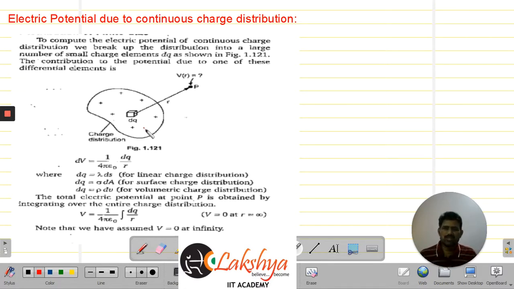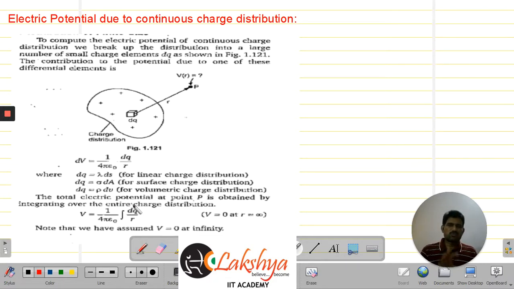After substituting the dq expression, we write the total potential just by integrating this term: 1 by 4 pi epsilon naught into dq by r. Potential calculations are somewhat easier than field calculations, because in a field calculation, after writing dq, we need to verify whether the field due to all the elements is in the same direction or in different directions. But potential is a scalar quantity, so there is no such need. Just by writing it for the small element, we can directly integrate.